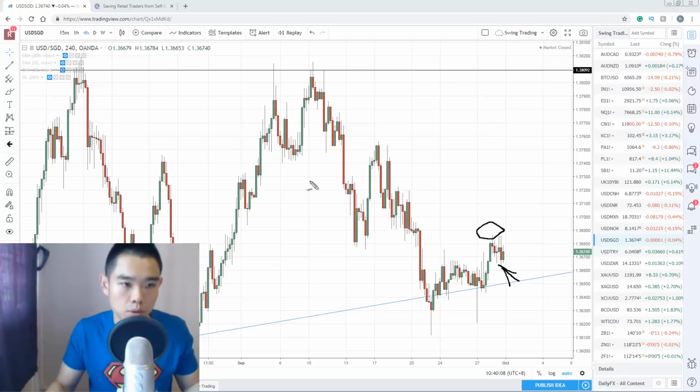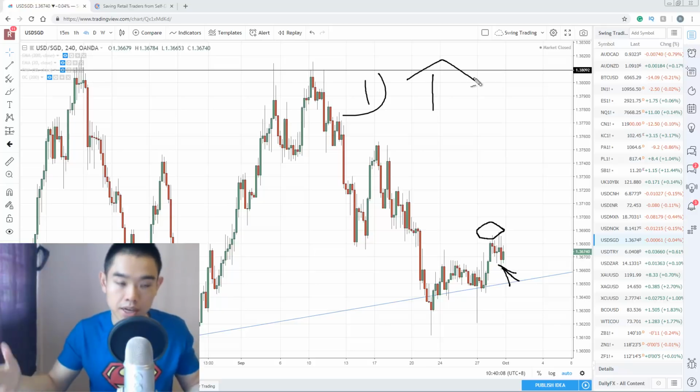So the thought process is this: number 1, we are trading with the trend. It's an uptrend. You saw earlier on the daily time frame, it's an uptrend.